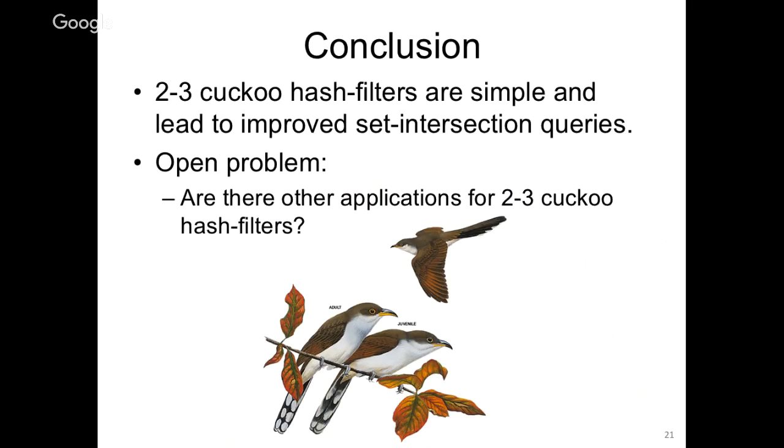So to conclude, what we showed is that these 2-3 cuckoo hash filters are very simple and yet lead to improved algorithms for set intersection queries and then this triangle listing problem. We feel somehow intuitively that such a simple but powerful data structure should have other applications. So we leave as an open problem: are there other applications for these 2-3 hash filters? Thank you.